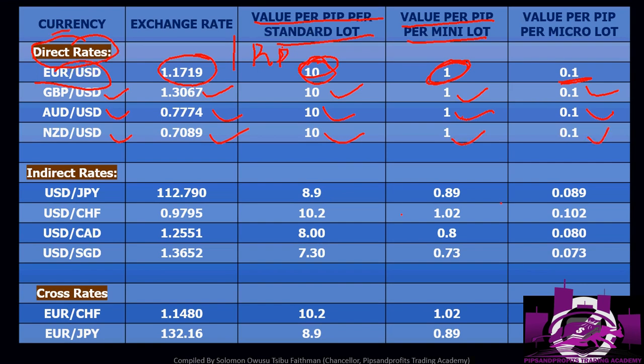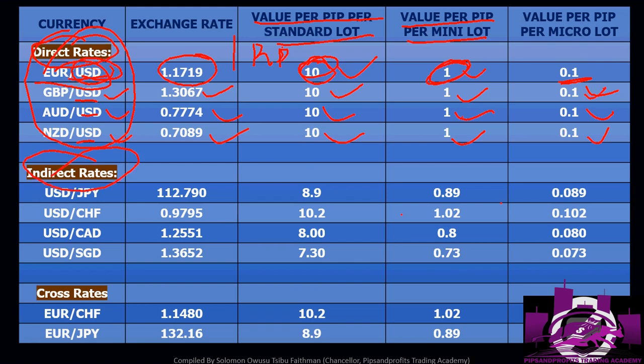So most of the presentation that we have covered, they cover only this one. However, that is just one category of the pairs, that is pairs with a direct rate. So if your account is a US dollar account, and the pair has the USD as the quote currency, then for a standard lot, if you move one pip, you are going to get $10. If you move one pip in mini lot, you are going to get $1. And if you move one pip in micro lot, you are going to have 0.1.